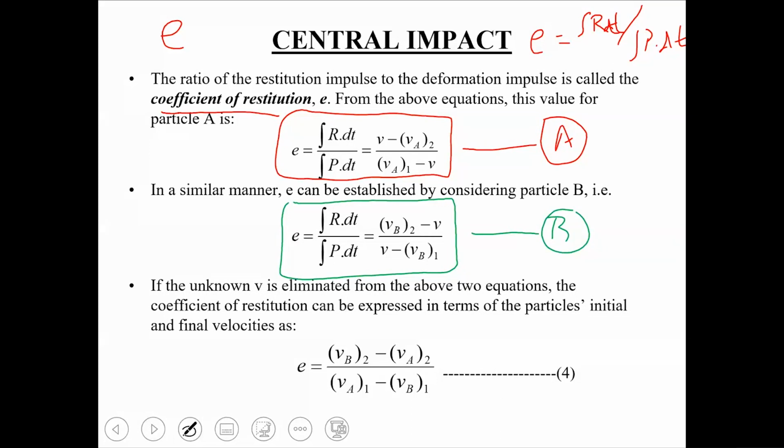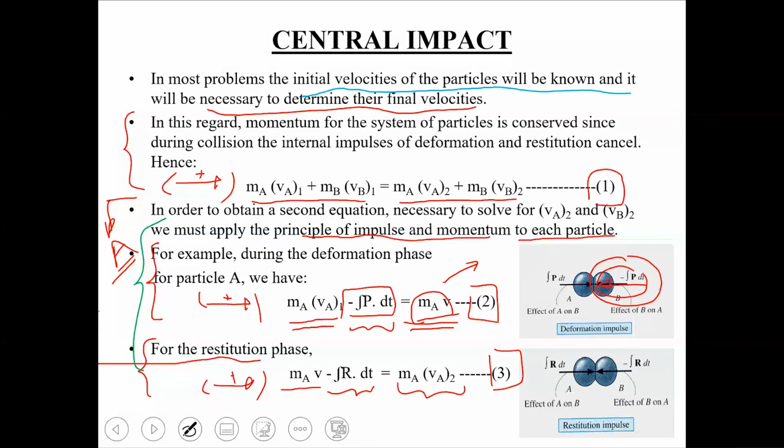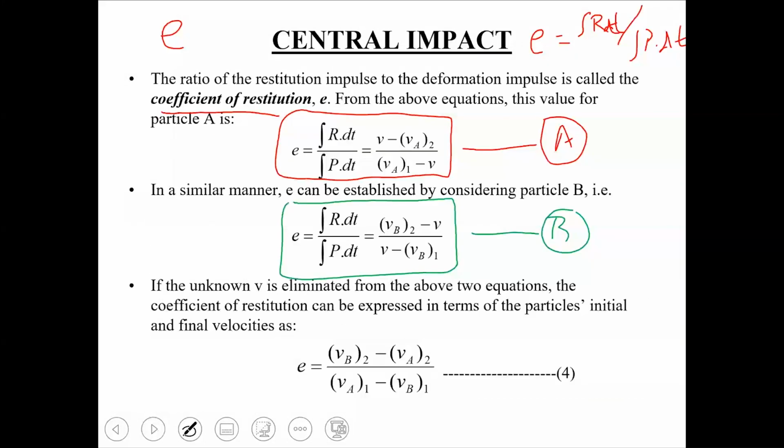So you are going to first of all consider particle B and apply the principle of impulse and momentum on particle B during the deformation phase, then during the restitution phase, and then finding E to be equal to R dt over P dt, and you are going to get VB2 minus V over V minus VB1. तो कर लेंगे ये तीनों स्टेप्स पार्टिकल B के ऊपर. Yes, sir. ठीक है. Okay, now next step is, हम इस पूरे सेंट्रल इंपैक्ट में किस चीज में इंटरेस्टेड हैं, क्या चीज फाइंड करने में इंटरेस्टेड हैं? Final velocities. Velocities after collision, isn't it? Yes, sir.